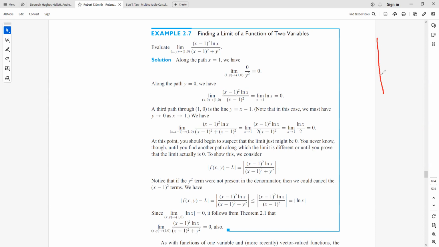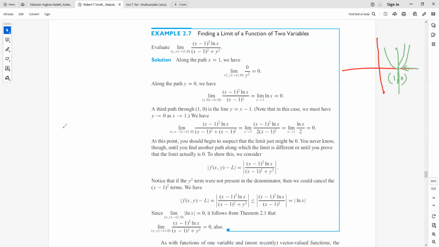Now let's consider different paths. This point 1 comma 0 is here on the x-axis. We can approach this point from different paths. We can approach from this line, that is x equals to 1, and we can approach from a path like this as well. There are infinitely many paths, we already know that, right?